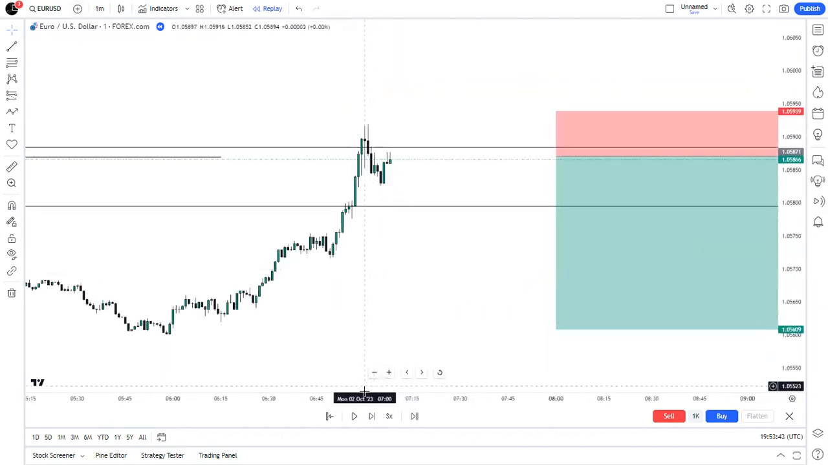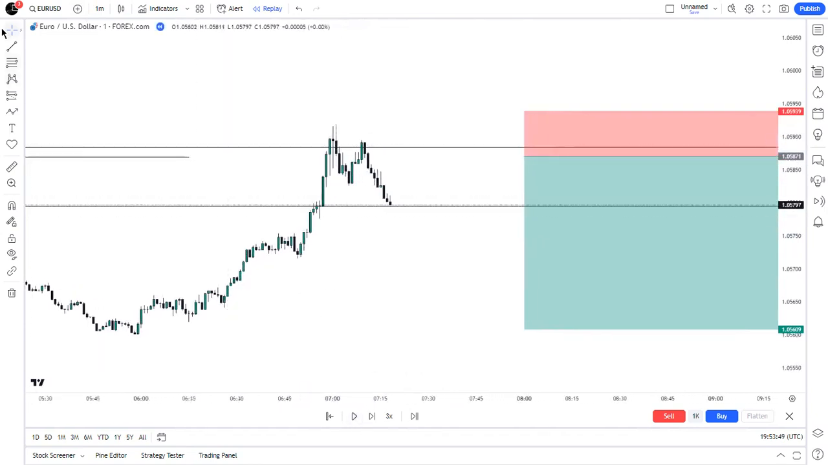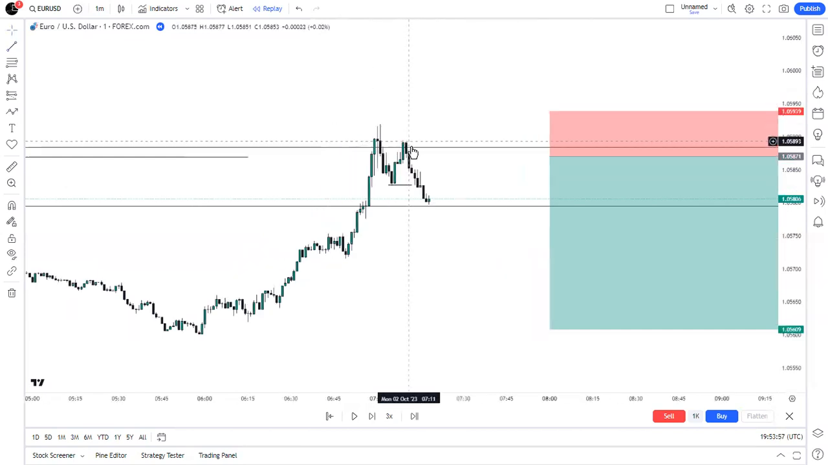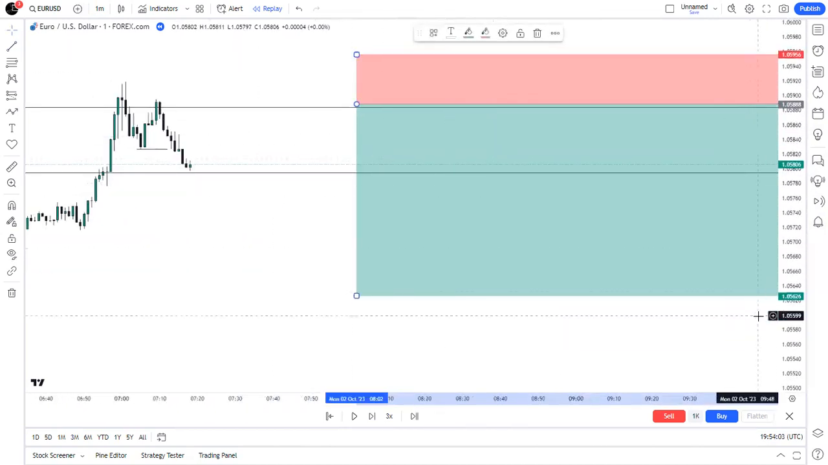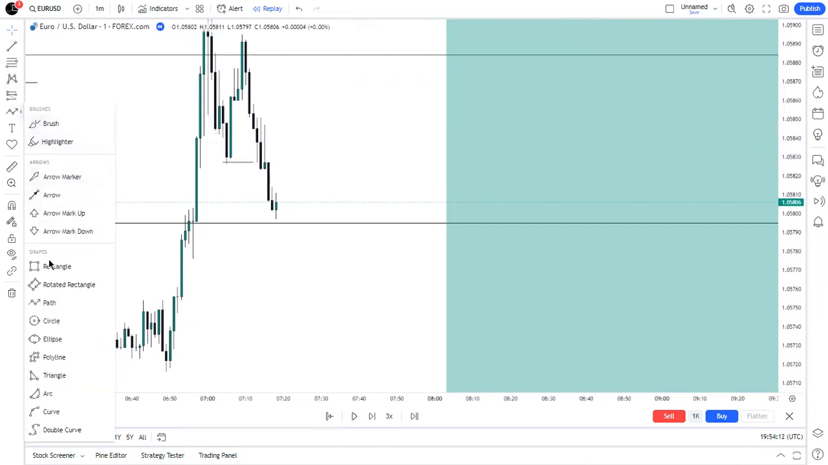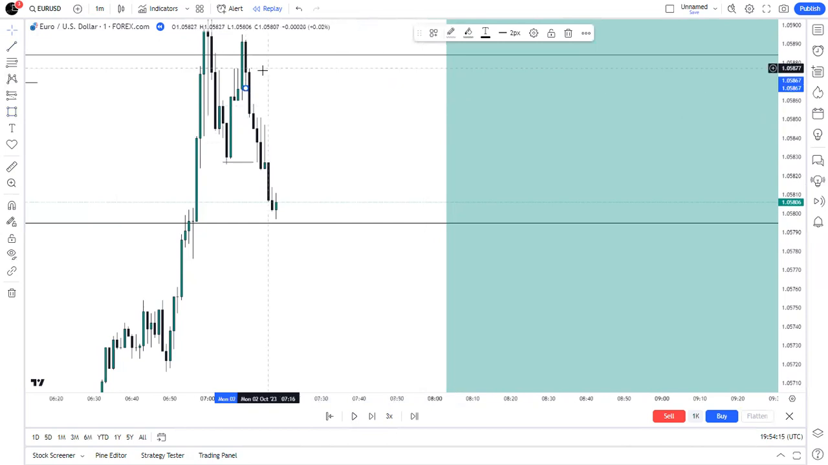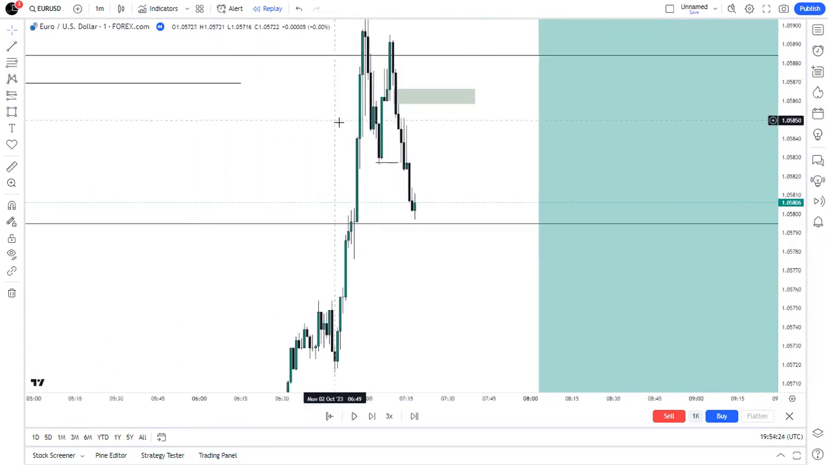Now, what is actually going on here? At this point, we have a market structure shift here. We have a market structure shift here. And then if you check, we have our fair value gap. Where's our fair value gap? We have our fair value gap here. So at this point now, I have a more precise entry.